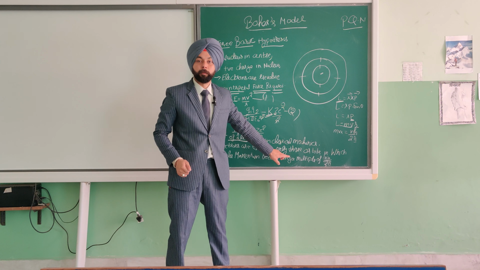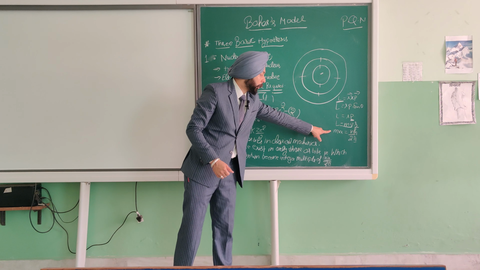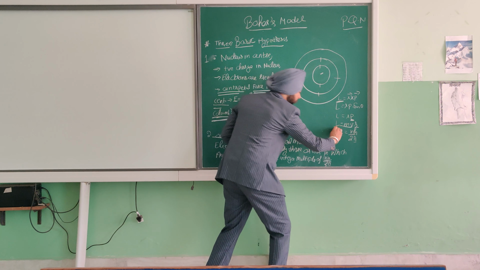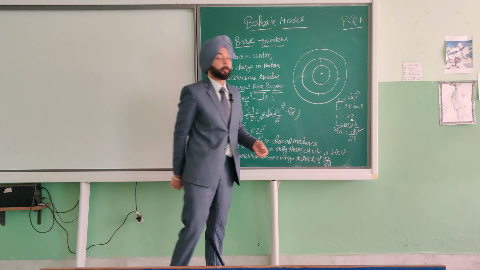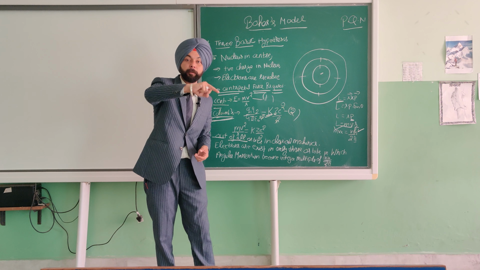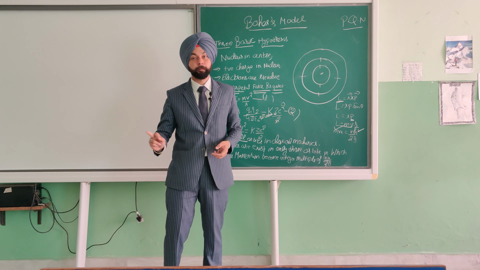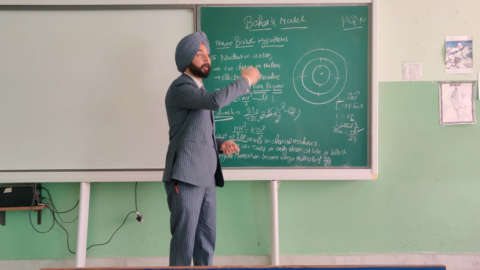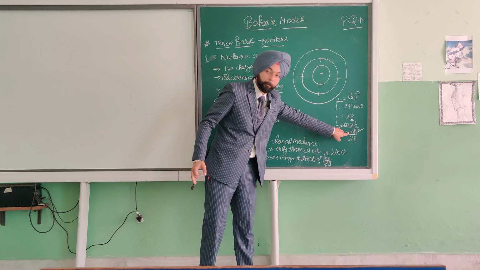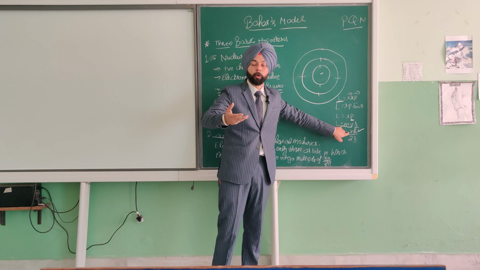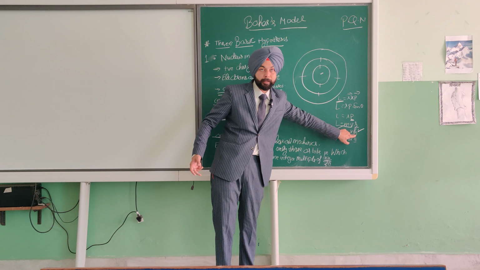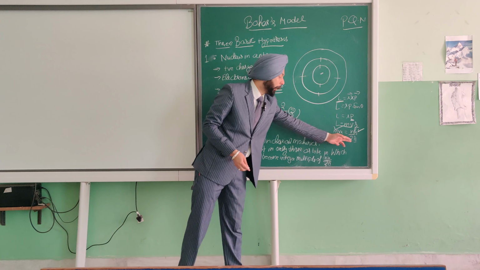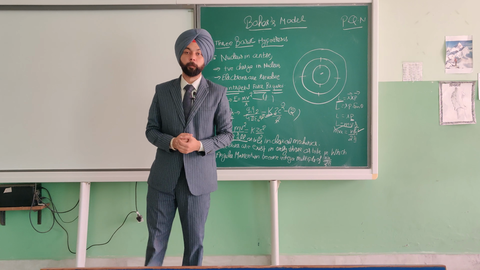According to this hypothesis, we can put the value: mvr is equal to nh by 2 pi. The electron will exist only in the orbit whose angular momentum equals nh by 2 pi, and it will not release energy, it just exists there. Here n is an integer multiple, h is Planck's constant, and 2 and pi are constants.